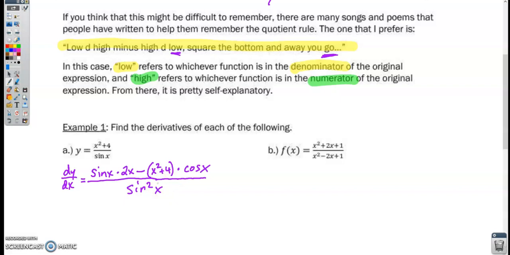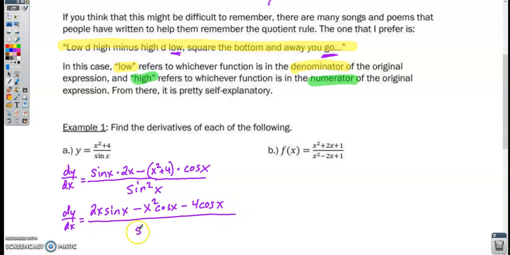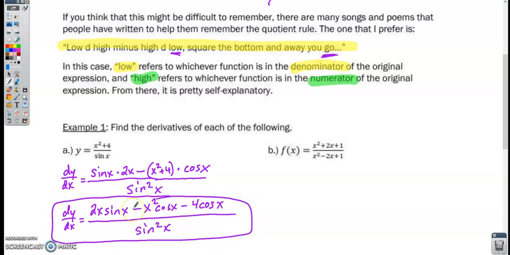And then we're going to basically just clean up the numerator. And so we've got dy dx is equal to 2x sine of x minus, and I'm going to go ahead and multiply this out. I frequently multiply out the numerator of these problems just to see if anything happens nice for us from a cancellation standpoint. In this case, nothing does, but I never multiply out the denominator. And there's our derivative.